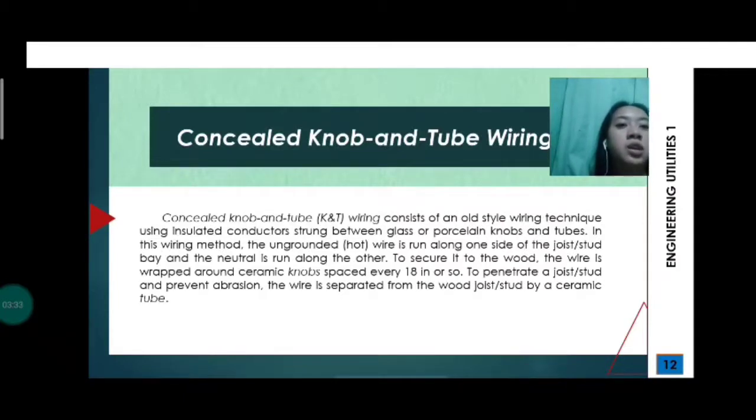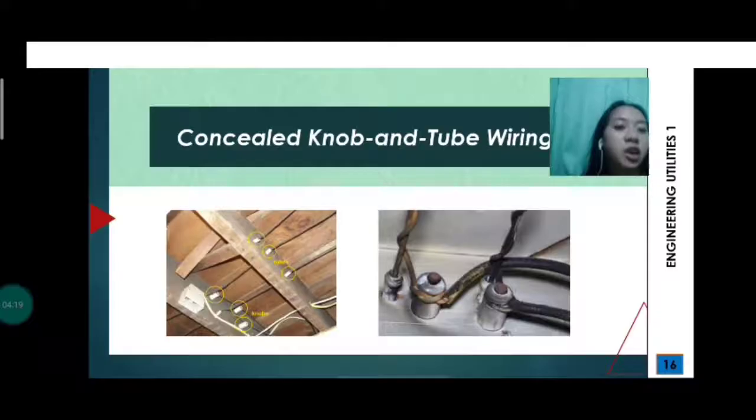In this wiring method, the underground wire is run along one side of the joints. To secure it to the wood, the wire is wrapped around the ceramic knobs, spaced every 18 inches or so to penetrate a joint stud and prevent abrasion. The wire is separated from the wood joint stud by a ceramic tube. These are the example of concealed knob and tube wiring.